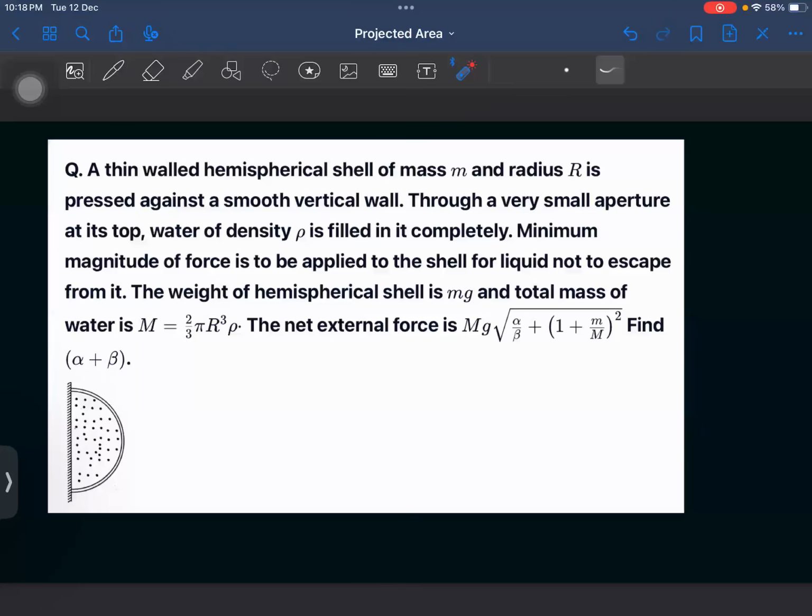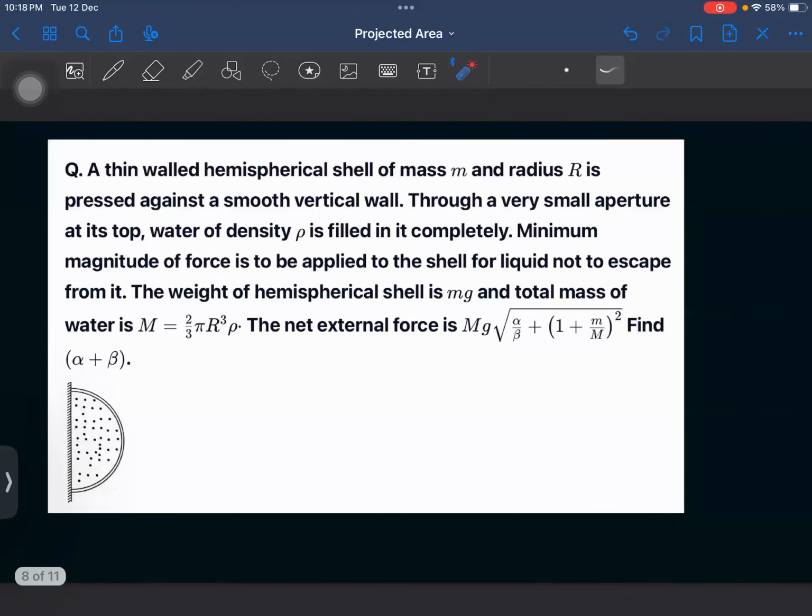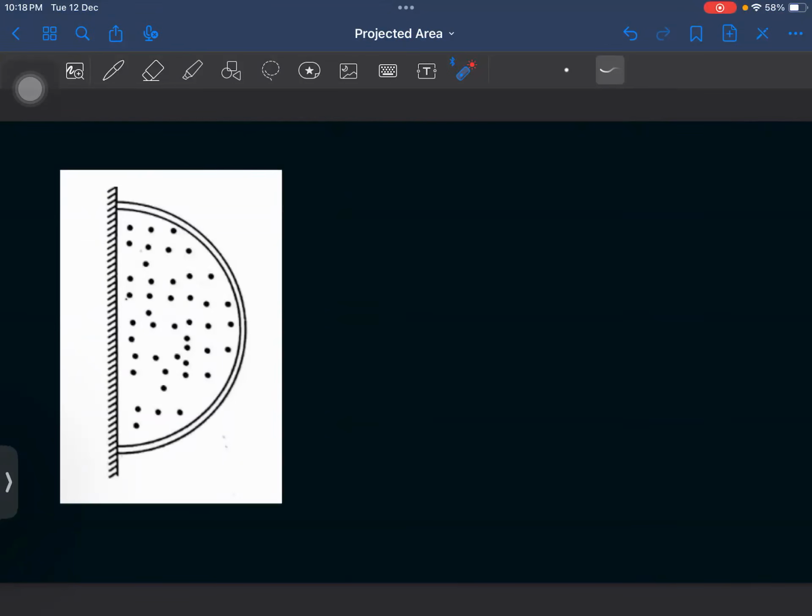Now students, you can again pause this video and try to solve this question. Let us see how we can solve this now. The external force required to keep this particular hemispherical shell in place will be equal to the net force applied by this liquid on this hemispherical shell. So dear students, we can divide the force applied by the fluid on the hemispherical shell into two parts, that is the horizontal force and the vertical force.